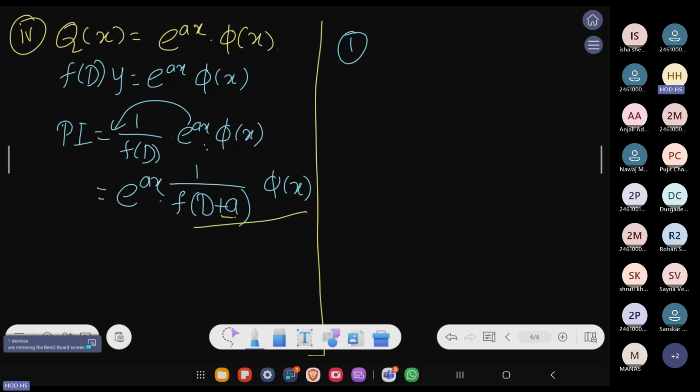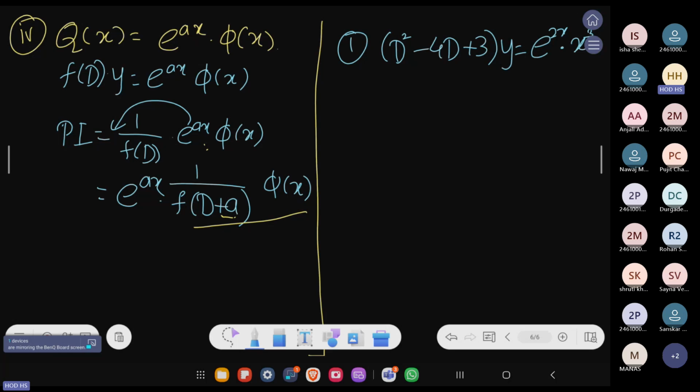Consider a problem: d square minus 4d, this time I will go for plus 3 so that I am having different roots, times y is equal to e to the power 2x. Which polynomial should we take? Let's go with x cube so that I can explain this method more dominantly.